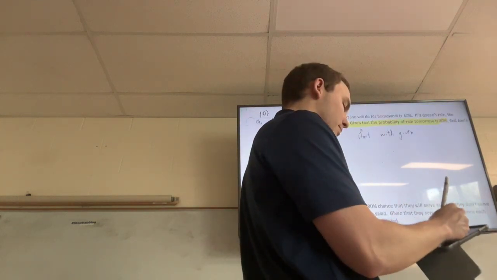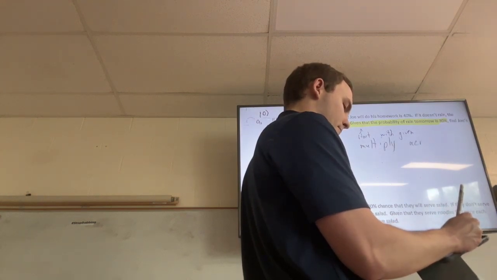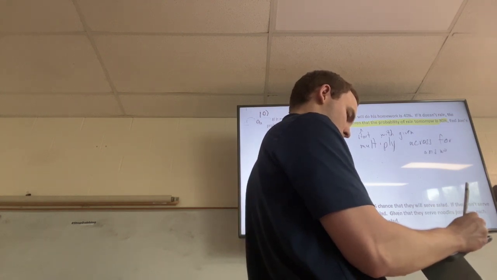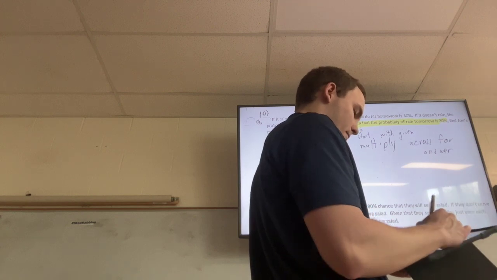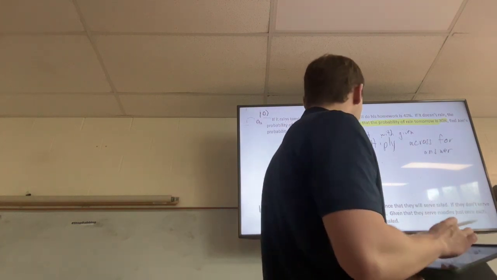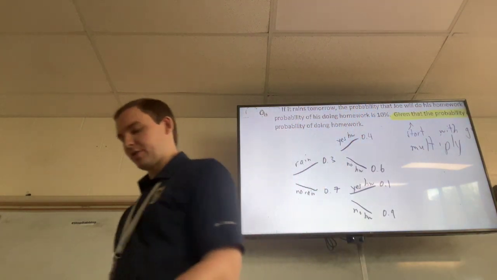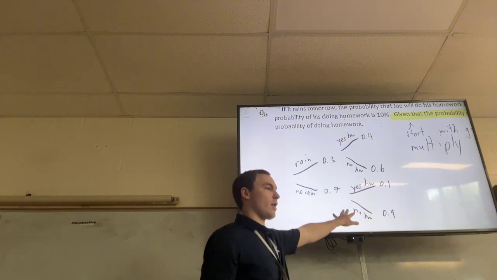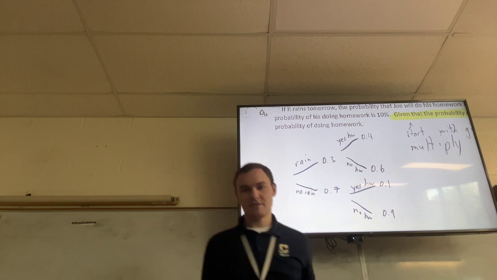All right, and then you multiply across. I'm going to explain this. You multiply across for the answer. This is the probability of doing homework. So we have two scenarios here. It either rains and he does his homework, or it doesn't rain and he does his homework. What's the probability of just it rains and he does his homework?